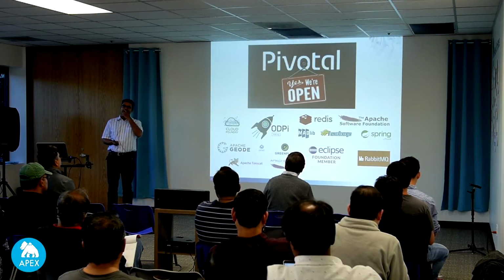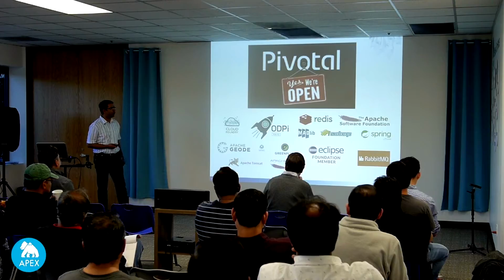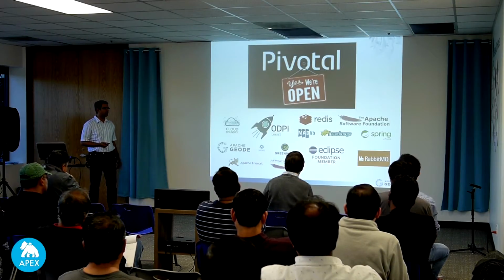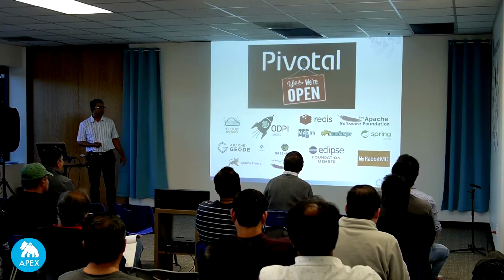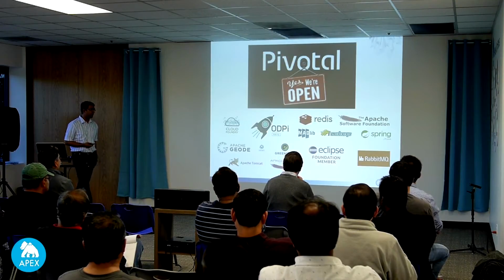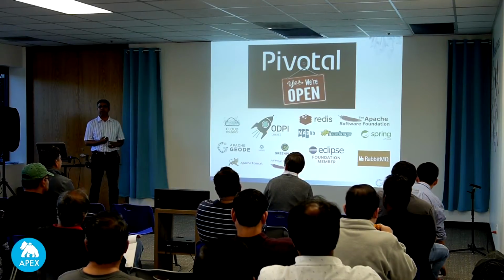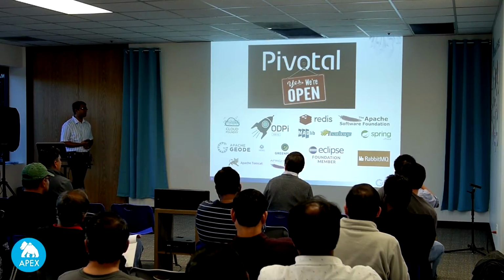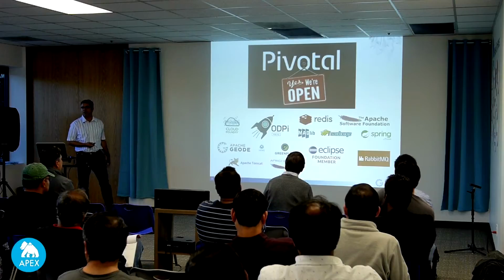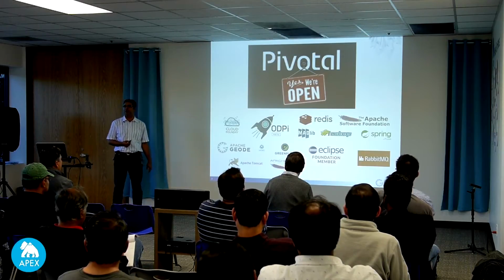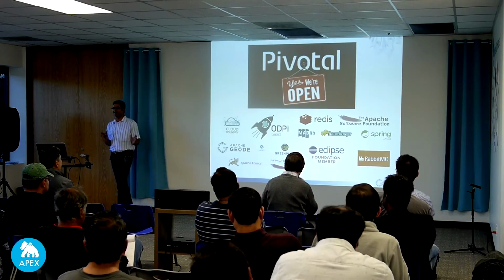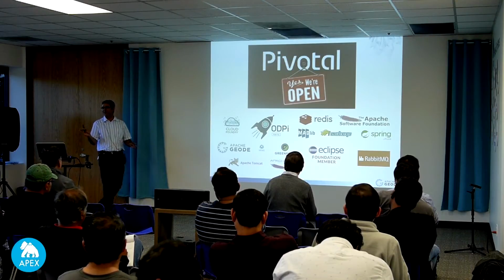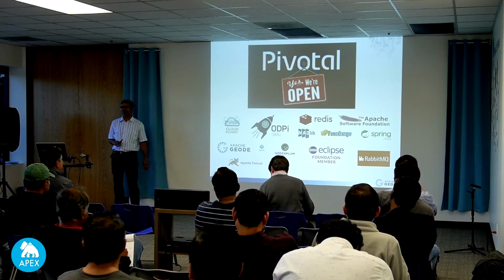So Pivotal, if you know, actually has a lot of open source already. If you are familiar with RabbitMQ, Redis, Cloud Foundry, some of those are more visible open source initiatives that Pivotal has been running, I would say for several years. Spring is a big one. So anybody who is doing any Java development has at least come across Spring in some form. It's a love-hate relationship, I know. Scala guys don't get along with Spring and vice versa, so let's not get into that today.